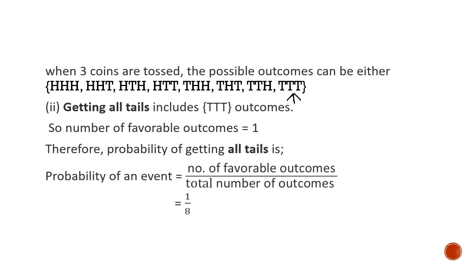So again, just like all heads, we have all tails. So the number of favorable outcomes would be 1, and substituting everything into the formula, we have the probability as 1 by 8.